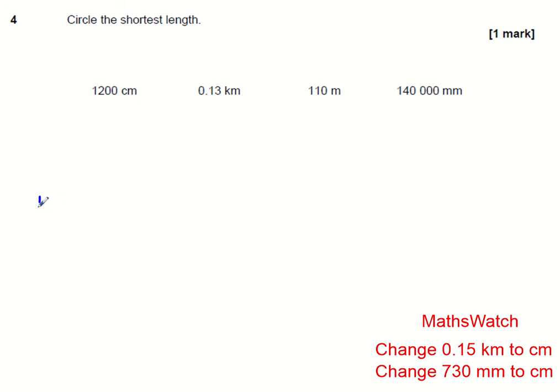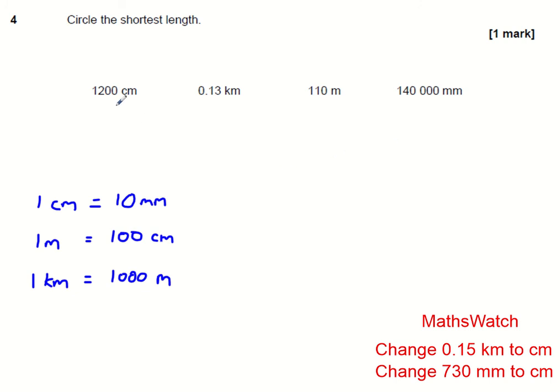The first is that 1 centimetre is the same as 10 millimetres. The second is that 1 metre is equal to 100 centimetres. And the third one is that 1 kilometre is equal to 1,000 metres. So we're going to change each of these into the same unit. You can choose which one you want to use. I'm going to choose metres.